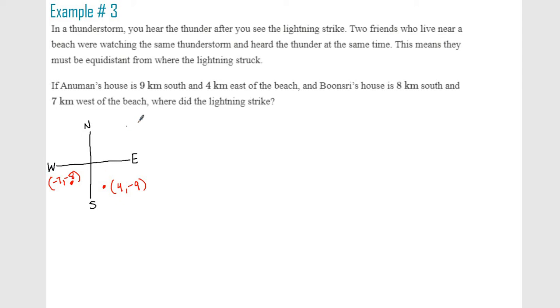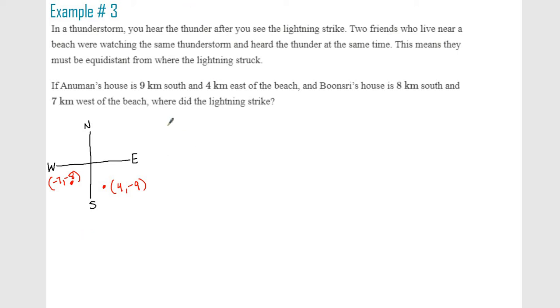So where did the lightning strike? Well, they both heard it around the same time. That means they must have heard it along an equation. It's not going to be a single point because it could have happened over here or right here. We don't know exactly where, but we just know they both heard it at the same time. So it has to be along that bisector. So find the perpendicular bisector.